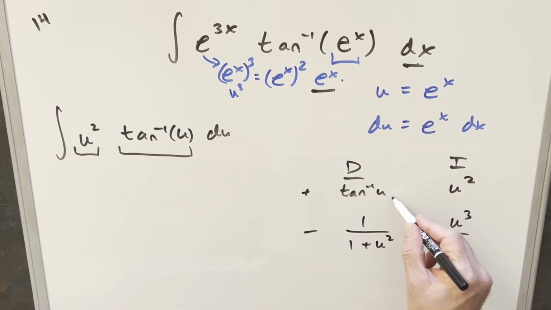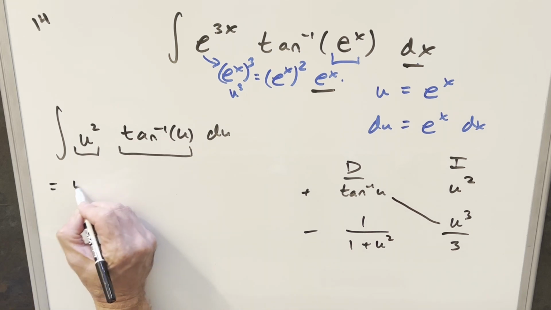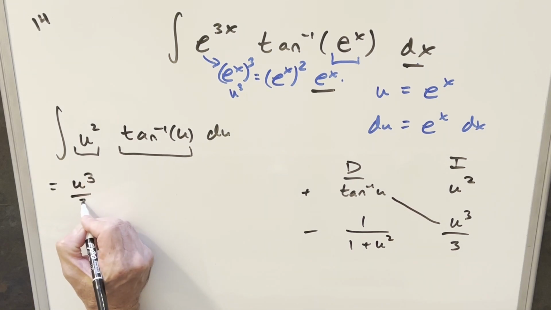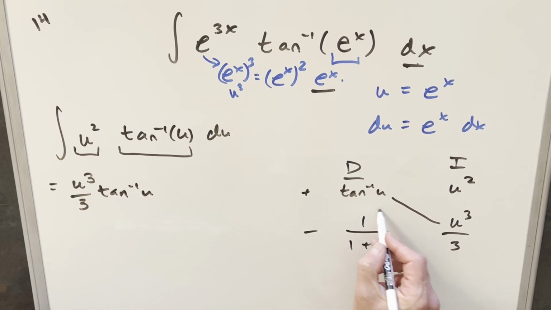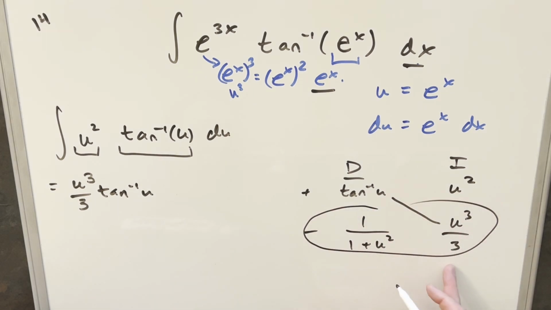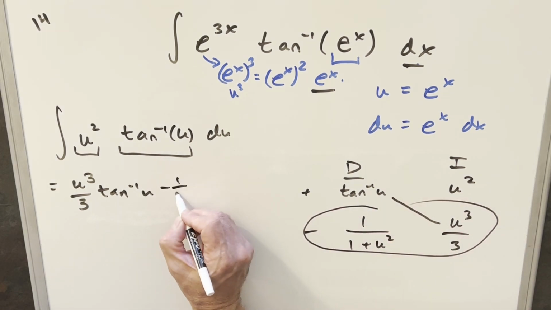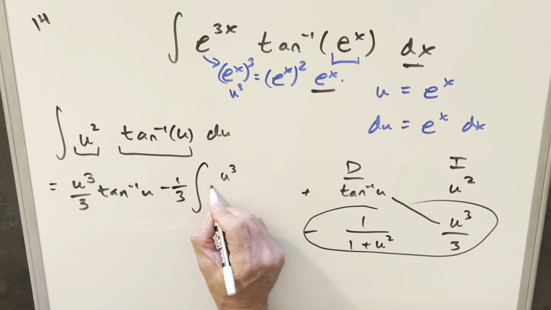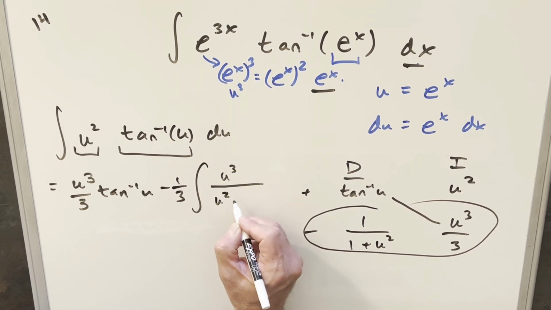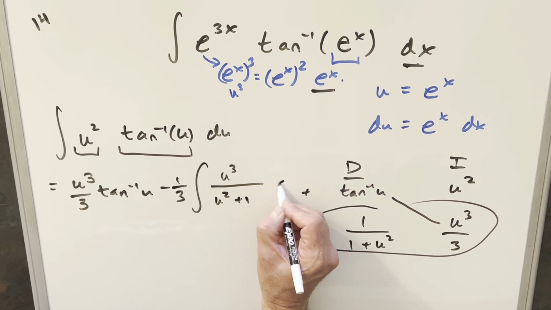So part of the solution is going to be right here on the diagonal. We're going to have u cubed over 3 arctan of u. And then this part down here, this row, is an integral. I can factor minus 1/3 up front. And then what we have here is going to be u cubed over u squared plus 1, du.